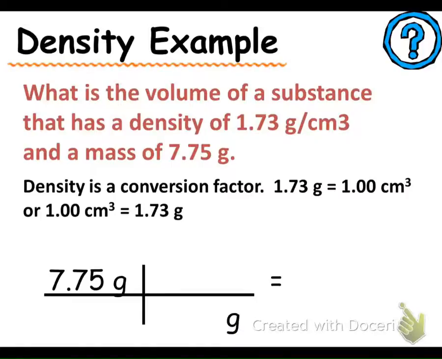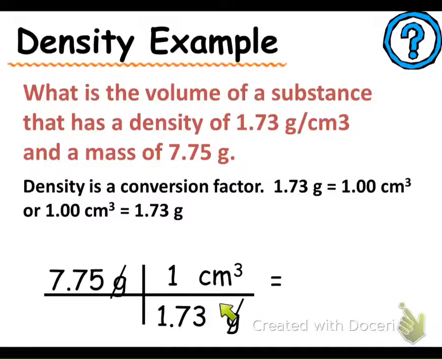Then we ask ourselves, do I have a gram to centimeter cubed conversion? Normally I don't, but in this case I am given the density and it is telling me that 1.73 grams is equal to 1 centimeter cubed. So I do have a gram to centimeter cubed conversion in this case. Once I figure out I can convert between those two units, I'm going to include my values, so I know that 1.73 grams is equal to 1 centimeter cubed. Then I'm going to make sure that my units cross out.